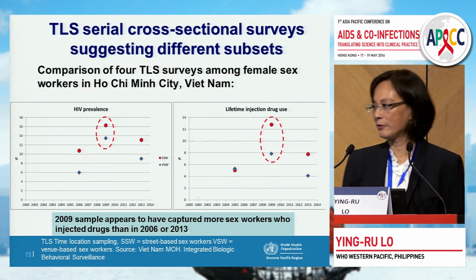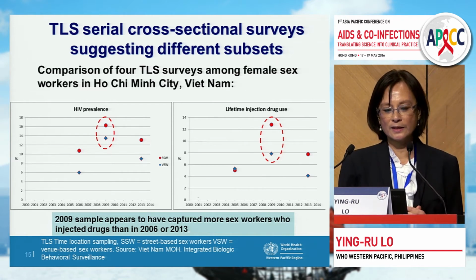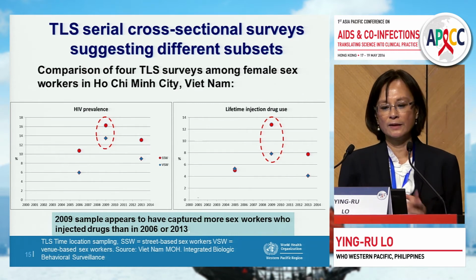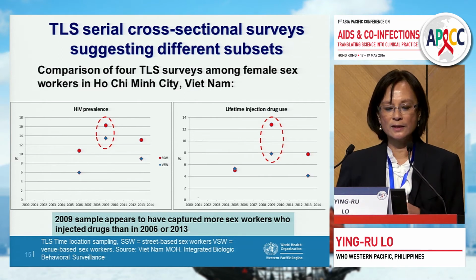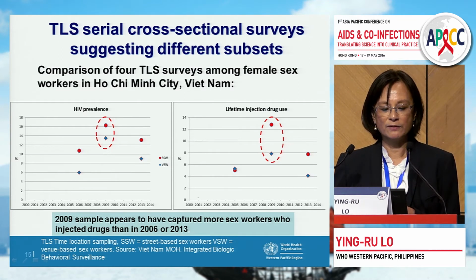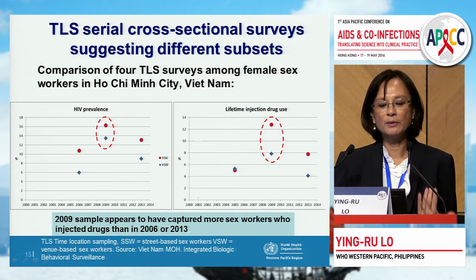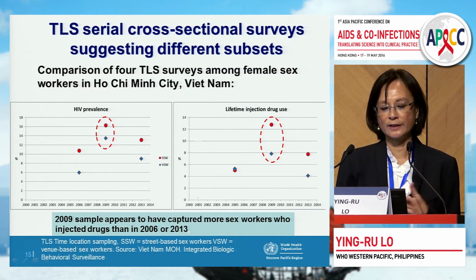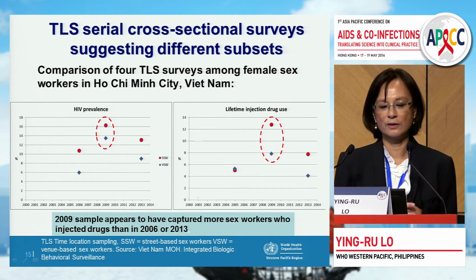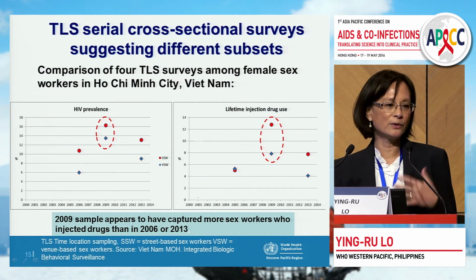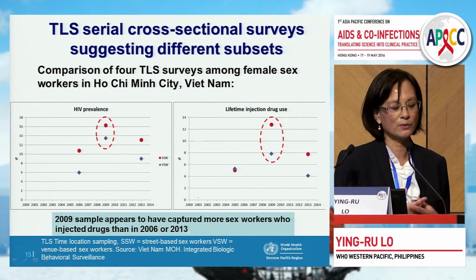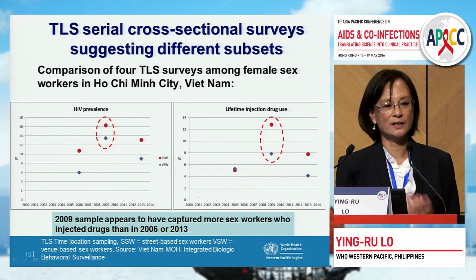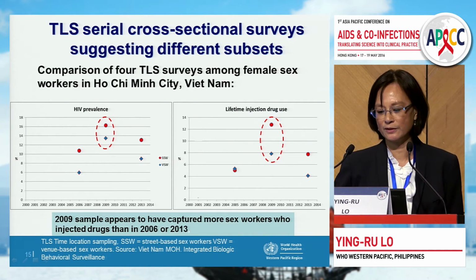These are examples from Vietnam, from the IBBS study from the Ministry of Health. If you compare the surveys done on HIV prevalence and injecting drug use, you can see that in 2009, where the HIV prevalence was highest, you probably have included more sex workers who injected drugs than in 2006 or 2013. But from the surveillance data alone, you would think, oh, maybe there was an increase in sex workers, there is more HIV in sex workers, but no, maybe it's more related to injecting drug use.